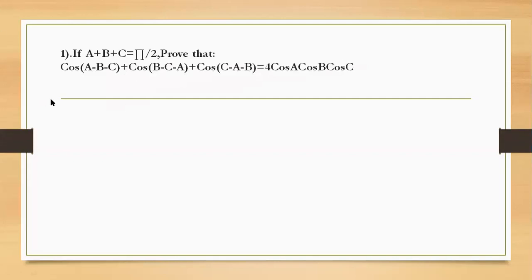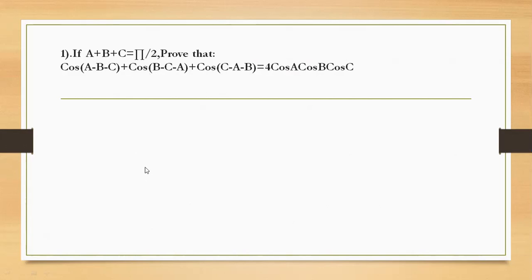Here, in this question, a plus b plus c equals pi by 2. Pi by 2 means 90 degrees, and this is the condition given. By using this condition, we have to prove cos(a minus b minus c) plus cos(b minus c minus a) plus cos(c minus a minus b) equals 4 cos a cos b cos c. This is the result that you have to bring by solving the left side.